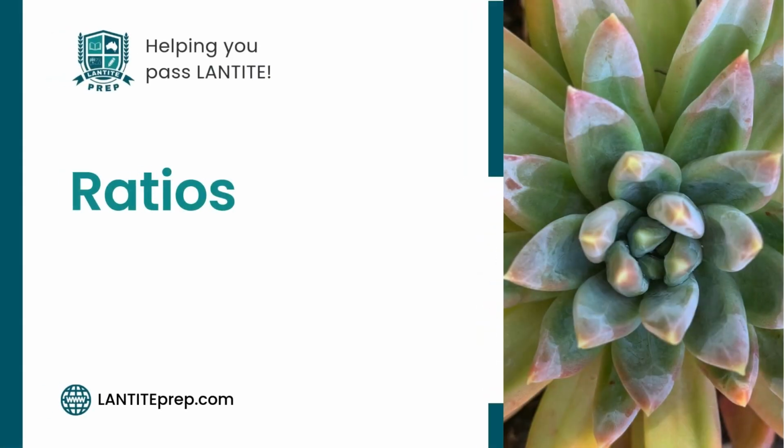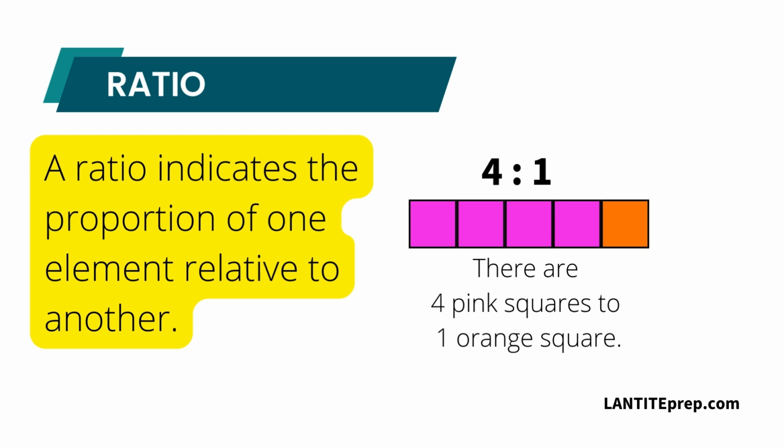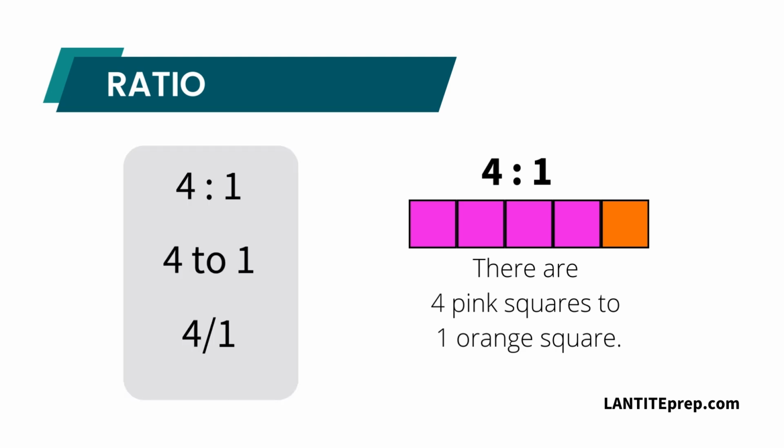In this lesson, we'll cover ratios to give you the refresher that will help you prepare for exam day. Starting with understanding that a ratio indicates the proportion of one element relative to another. We can create a visual to represent this, such as showing that in this illustration, there are 4 pink squares to 1 orange square. Speaking of representation, let's keep in mind that ratios can be shown in several different ways, which you can see here.